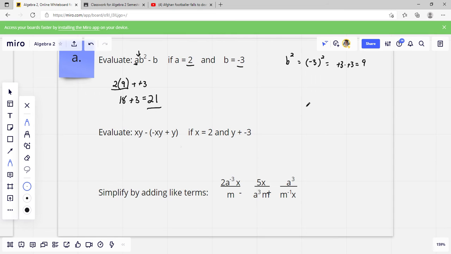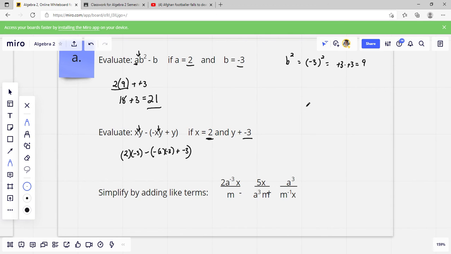Yep, got that one. All right, this one, our x is going to be 2, and our y is going to be negative 3. First, we're going to see that we're multiplying here between that x and y. So this x is 2 times our y, which is negative 3, minus, and then parentheses, negative x, which is 2, and y, which is negative 3, plus y, which is negative 3.